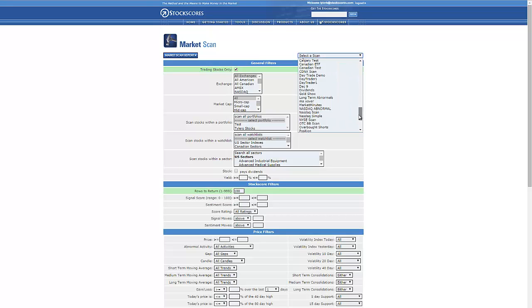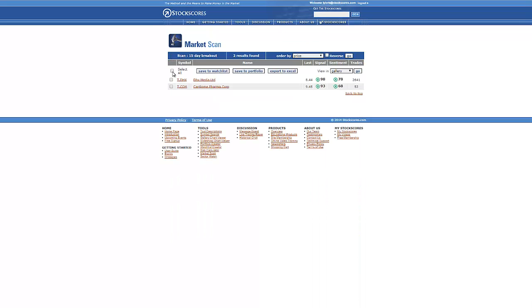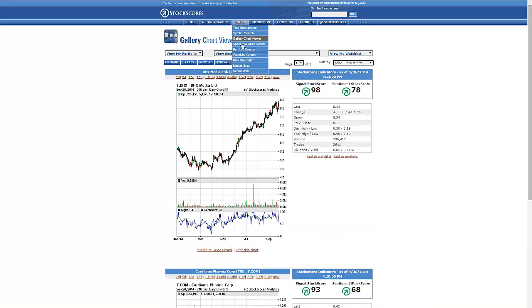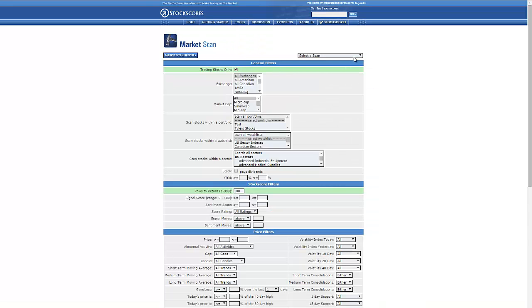Now, I've saved all kinds of different scans for myself, and I can go back to any one of those at any time and pull it up very quickly. That way I can run the scan quickly and get those results, which I then view in one of the chart viewers. All right, so let's go back to the market scan because now I want to get into the preset scans.